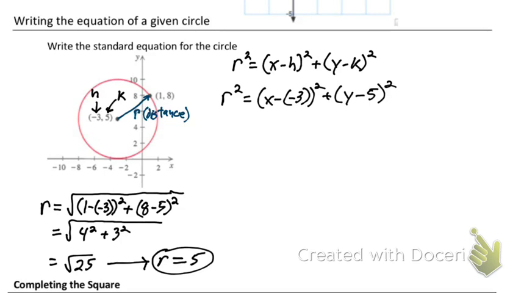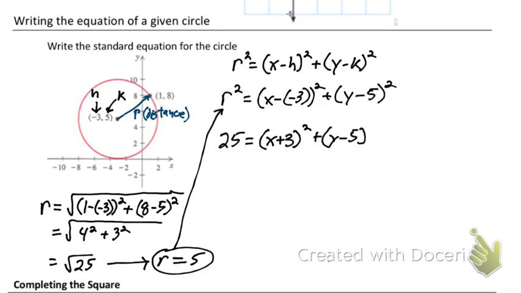So we're going to plug a 5 in for that R. Well, 5 squared is actually 25 equals x plus 3 squared plus y minus 5 squared. So when you plugged in, you probably came out with the 25, right? Yep. All right, but that's our equation.